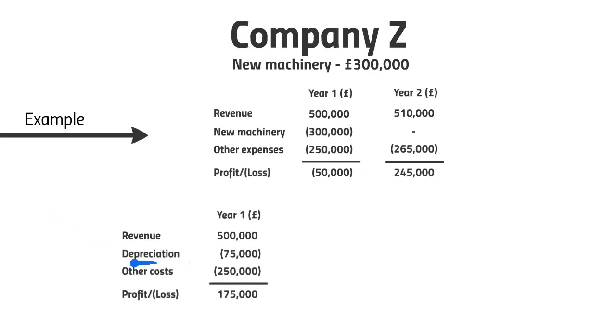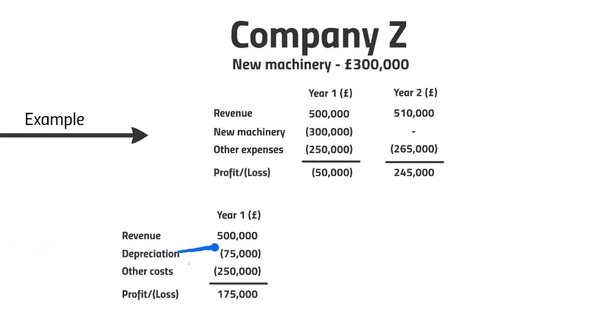Depreciation is the annual cost of the asset based on its initial value divided by its useful life. So in this case, we take the exact same scenario. Company Z have bought new machinery, but instead of costing it all in the first year, we are going to divide it by 4. We expect that asset to be used for 4 years. So each year we will charge 1/4 of that full amount as a depreciation charge. That's going to give us a more steady, predictable charge in the accounts each year.